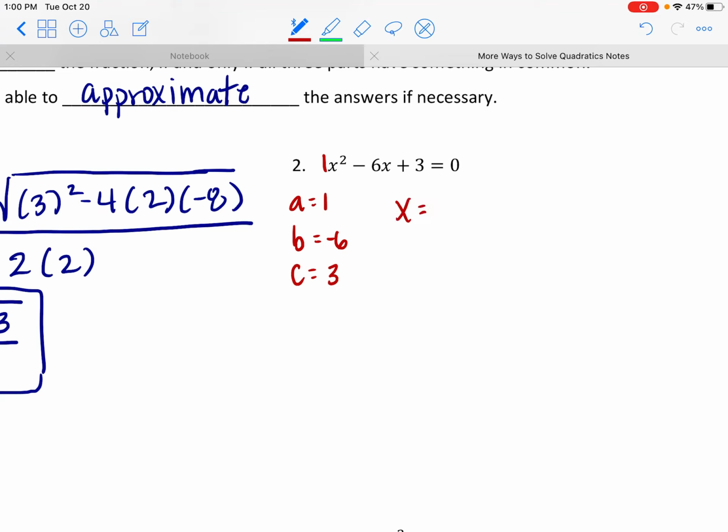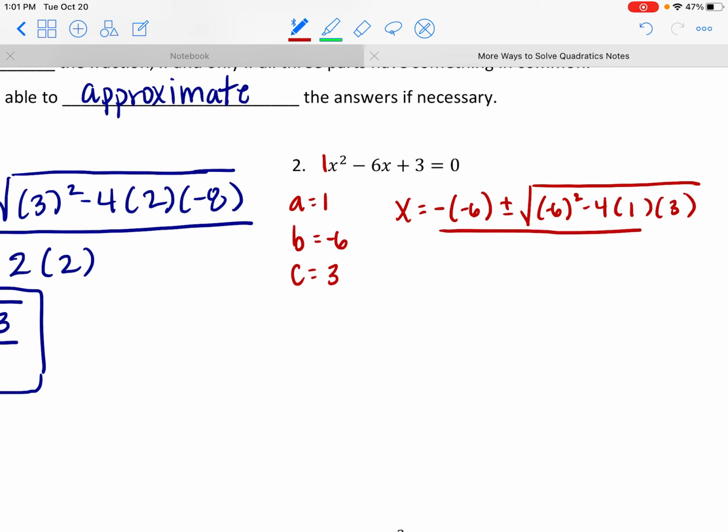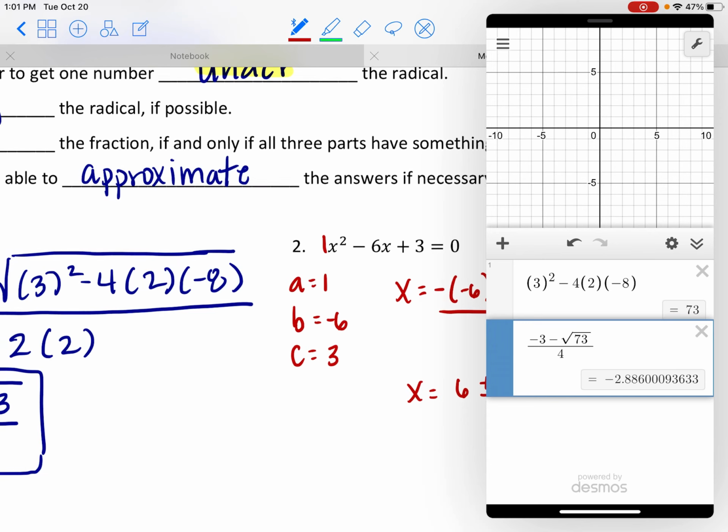So x is going to equal a negative b plus or minus the square root of b squared minus 4 times a times c, and all of that gets divided by 2 times a. So a negative negative is going to make that a positive 6 plus or minus the square root of, let's figure that out.